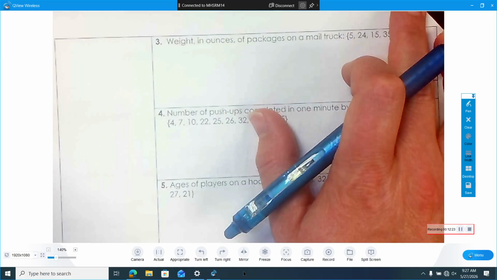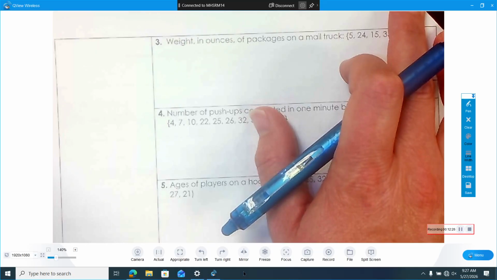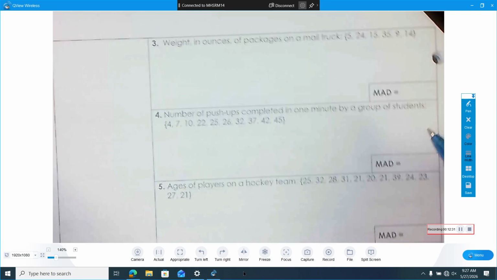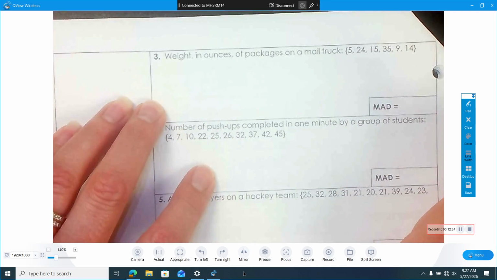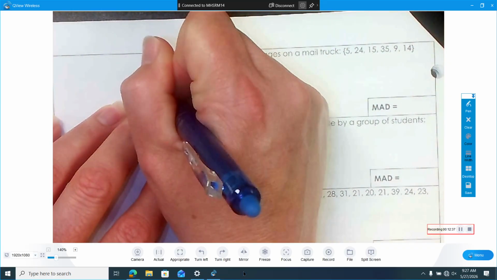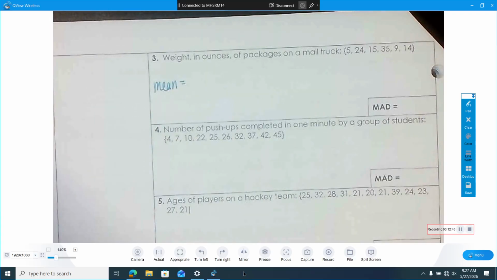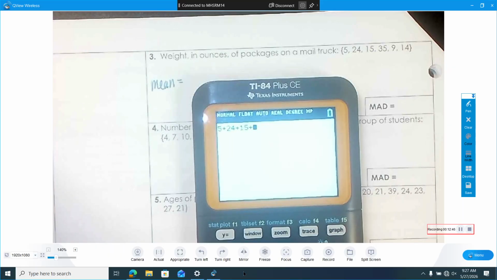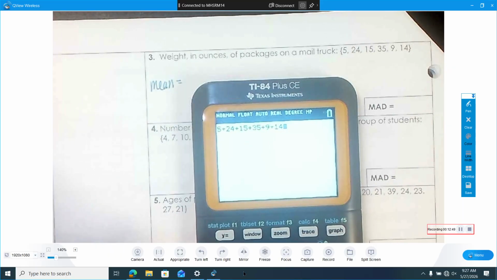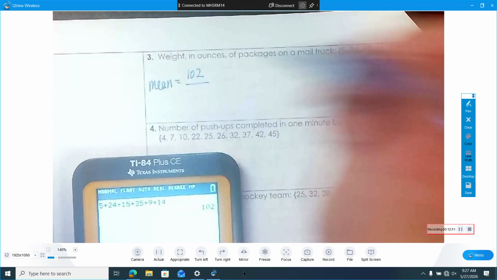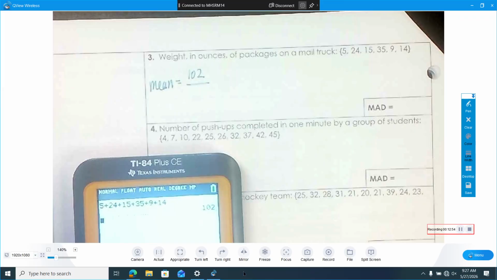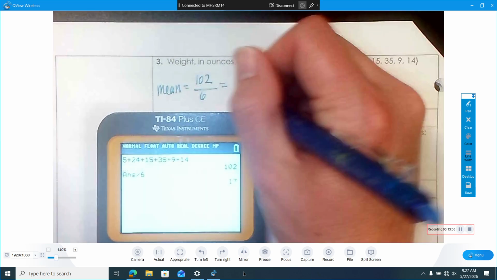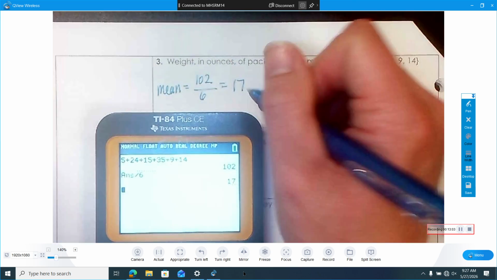All right, let's look at, we're just going to look at number 3, because I don't want to do the ones with large numbers that make me work harder. All right, first things first, we're going to find the mean. Weight in ounces of packages on a mail truck. 5 plus 24 plus 15 plus 35 plus 9 plus 14. I get 102 over, how many packages are there? 6 packages. So we get 17 for our mean value.